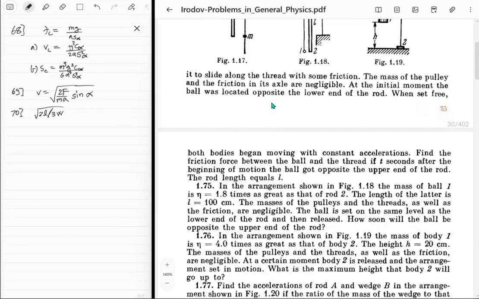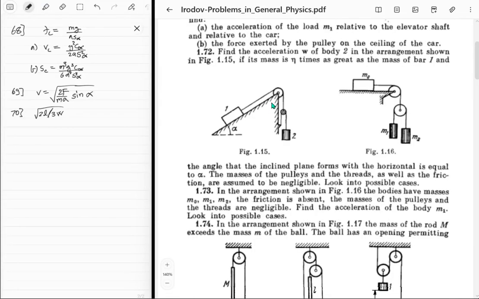Done. Go to 71 now. 71st. Where is it? Where is it?